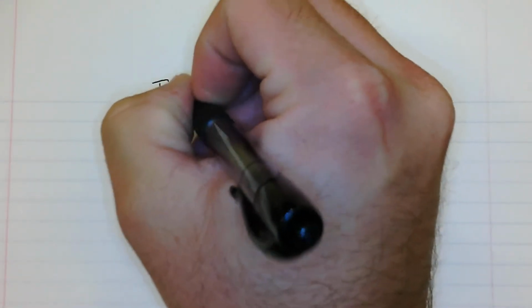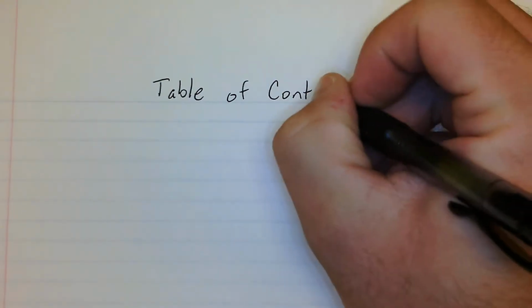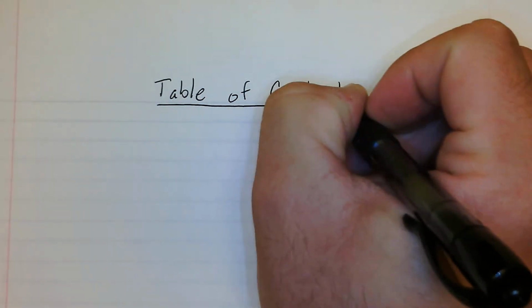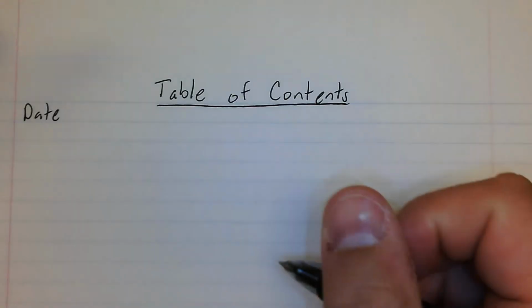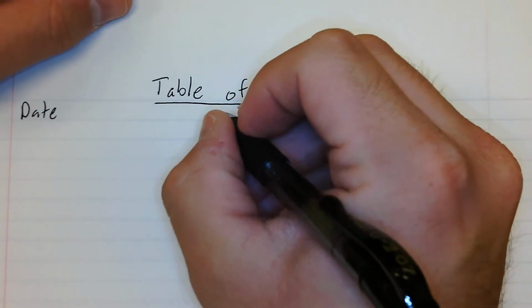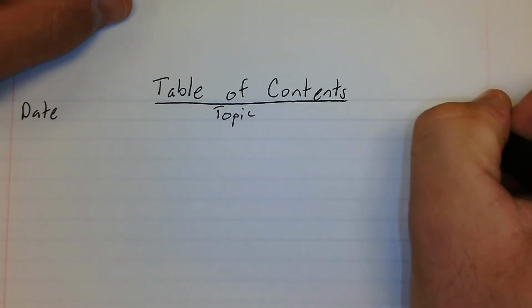Alright guys, so today we're going to be going over integers. First things first though is we're going to set up our table of contents. So on the first page of your journal, you're going to write table of contents at the top. Underneath that you're going to have three columns. You're going to have date, you're going to have topic, and you're going to have page number.